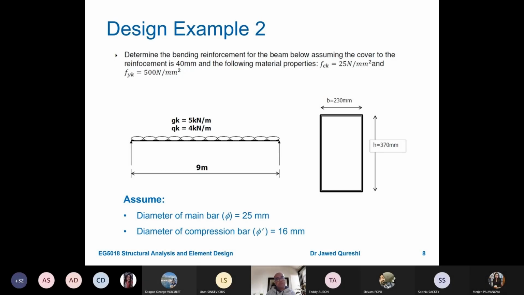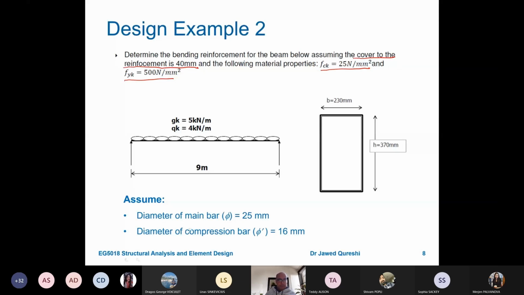In this example, we have to determine the bending reinforcement for the beam, and the cover to reinforcement is 40 millimeter. This is concrete cover. FCK is the compressive strength of concrete, 25 Newton per millimeter square. FYK is the tensile strength of steel reinforcement, be it compression or tension reinforcement. So cover is given to us. If it is not given to us, assume 25-30 millimeter, but here it's a little bit higher, 40 millimeter.